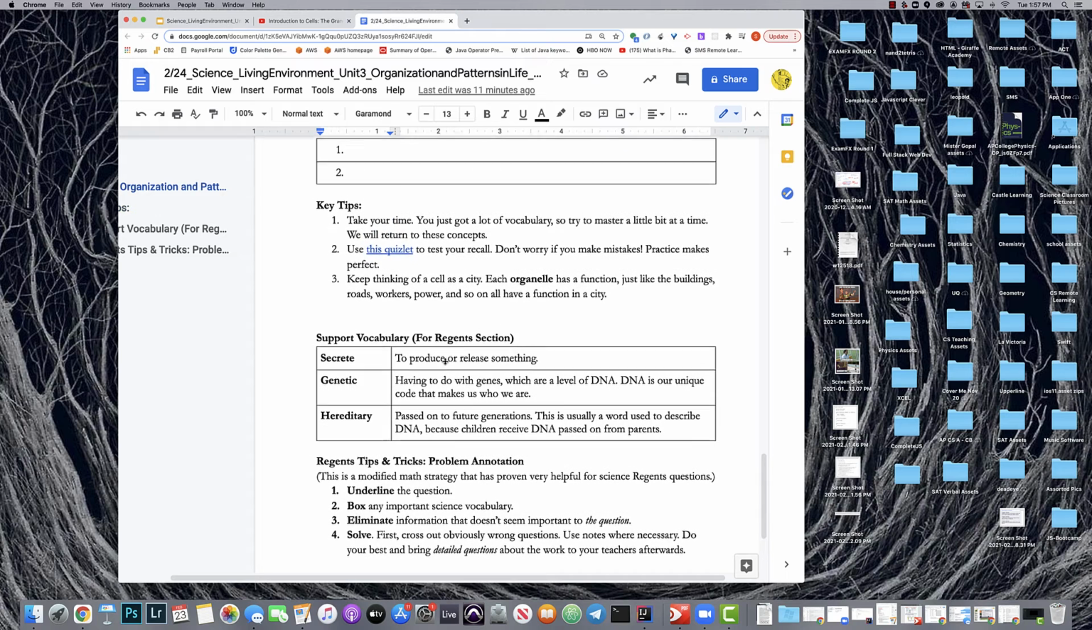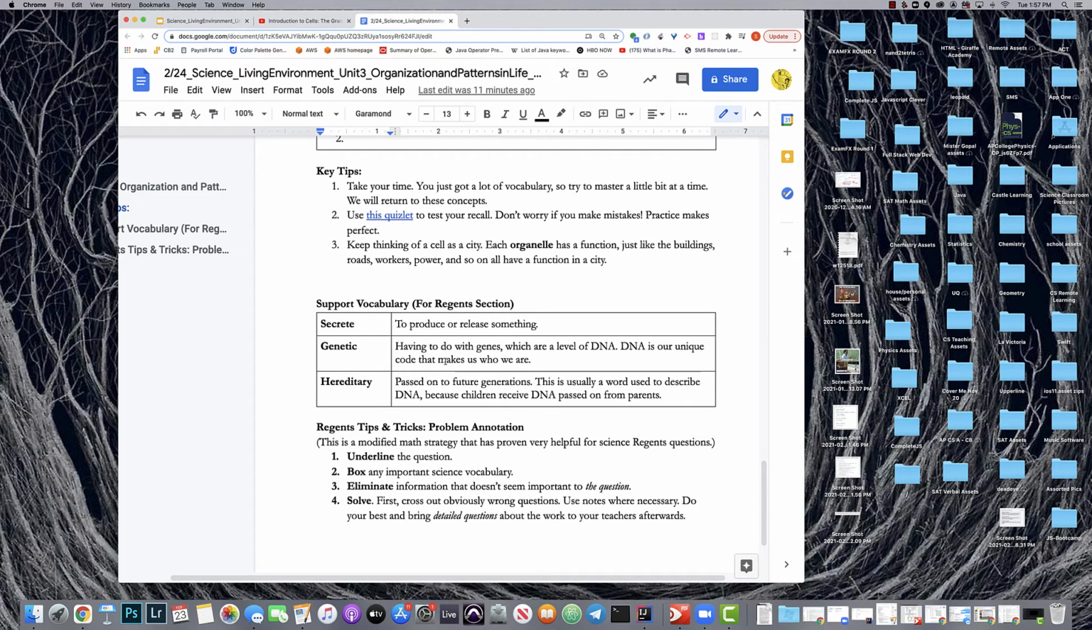So the first part of this section is key tips. And these are key tips that I give for lessons in general. So take your time when you're learning this stuff. You've got a lot of vocabulary, so try to master a little bit at a time.